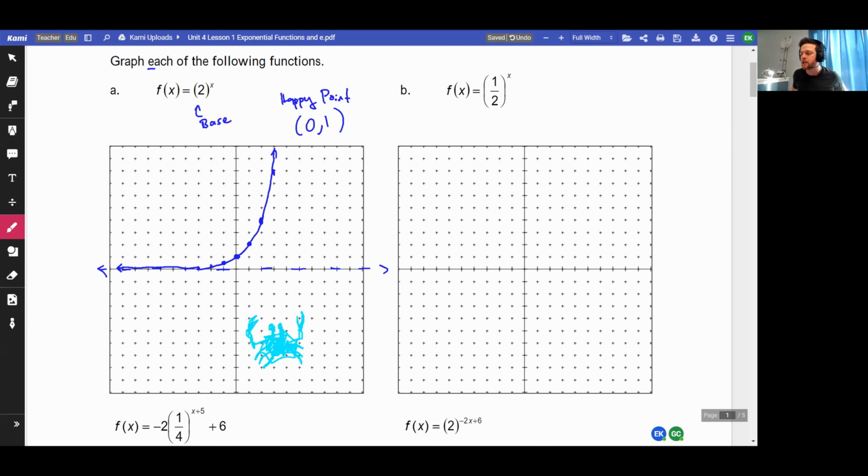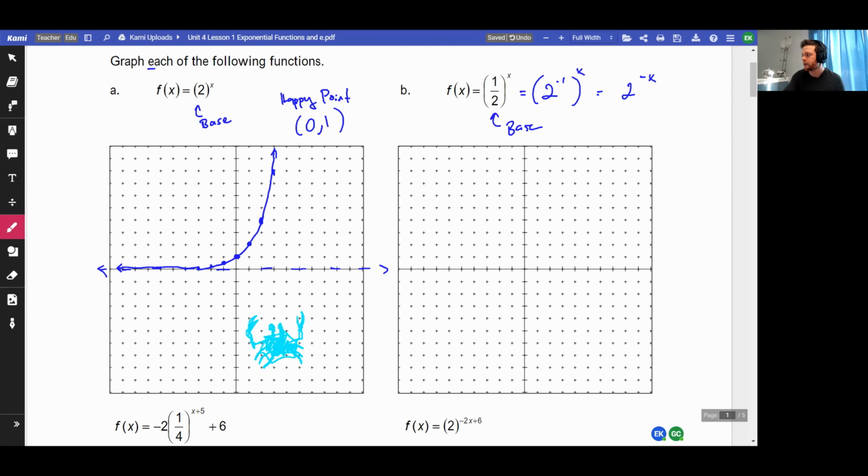What's the base over here in B? I think we can think about it in 2 ways. We can think about it as our base is 1/2, and that's what we're exponentiating. Or we can think about it as our base is 2, but we are raising 2 to the -x power. So there's 2 ways of thinking, and there's a connection between the 2 of those. I like that a lot.